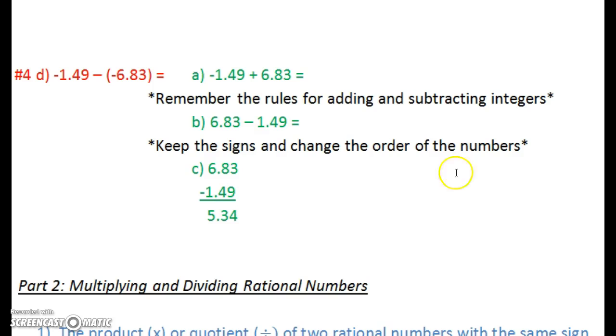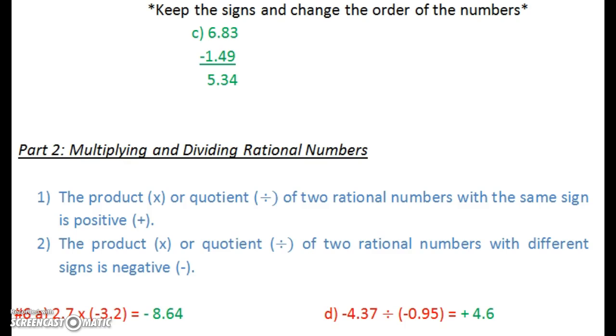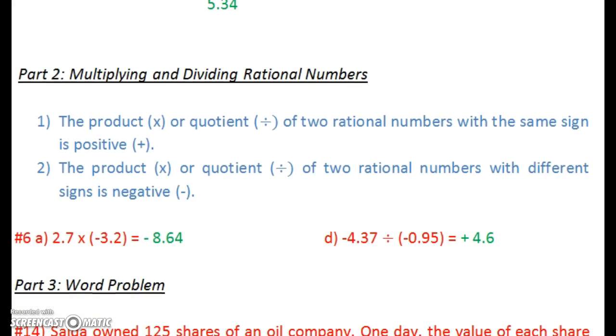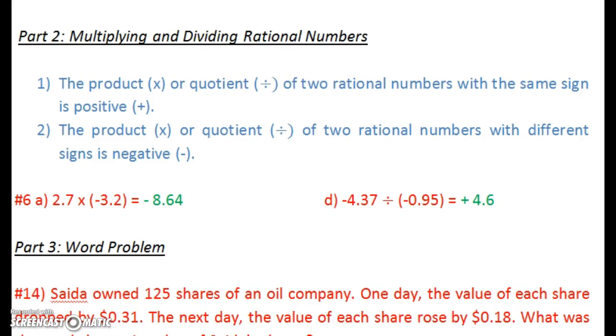Next, we're going to look at part 2 of our handout here, multiplying and dividing rational numbers. The word product means the answer to a multiplication question. The quotient is the answer to a division question. So the product or quotient of two rational numbers with the same sign is always positive. In contrast, the product or quotient of two rational numbers with different signs is always negative. Let's look at two examples.